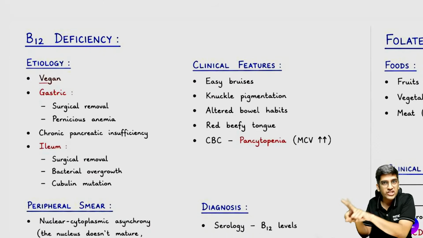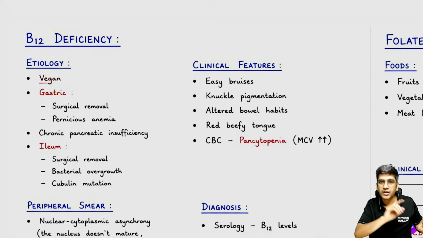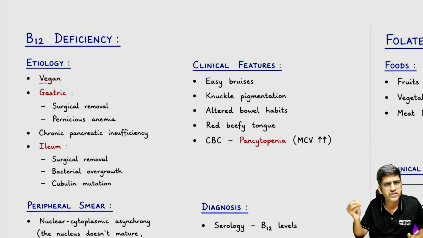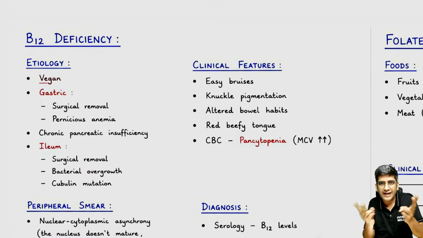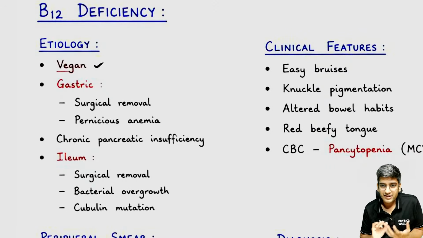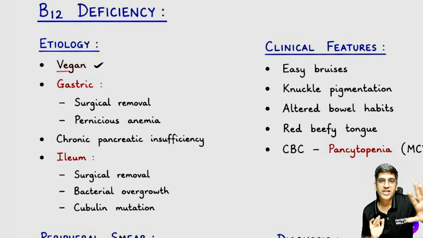Because whether you are a vegetarian or a non-vegetarian, you will have B12. Vegetarians will have it in milk and milk products. Non-vegetarians will have it from meat. You will consume either one of them, unless you are very futuristic and vegan, right? If you're a vegan, you will not have B12. That's one of the important deficiencies which is due to nutrition.